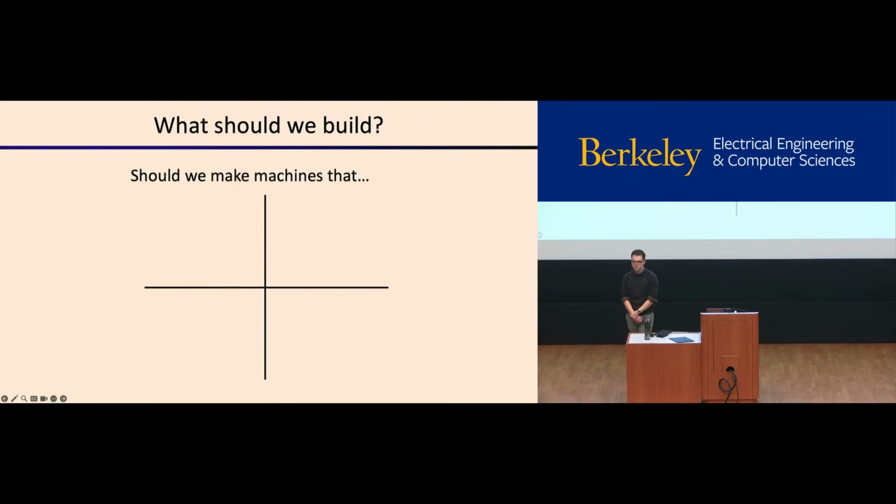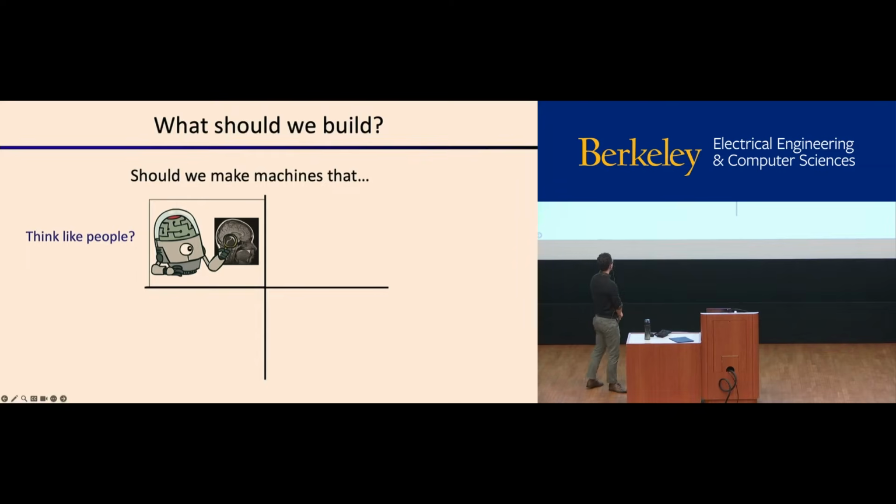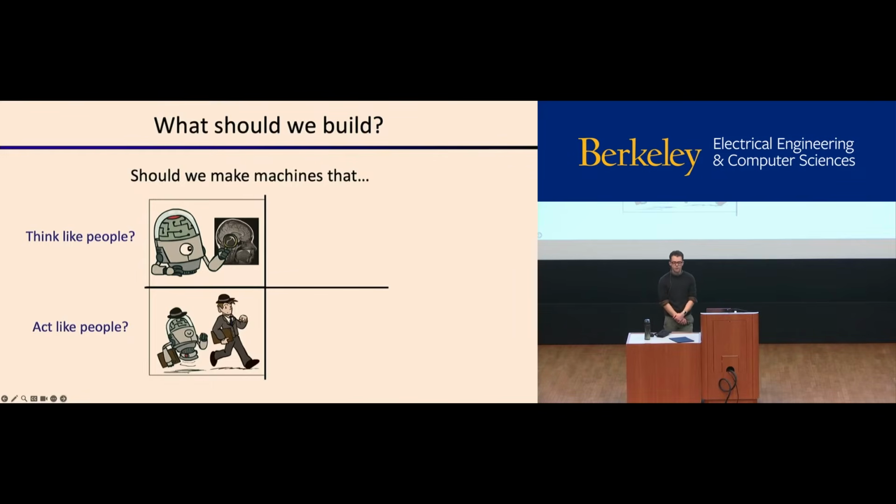Should we make machines that think like people? This is the classical cognitive science, neuroscience style approach. There's a lot to be said for this approach. But the thing is, we don't always know how people think. We can observe what they're doing. So maybe it's better if we make machines that act like people, right? If they act like people, who cares what they're thinking like?